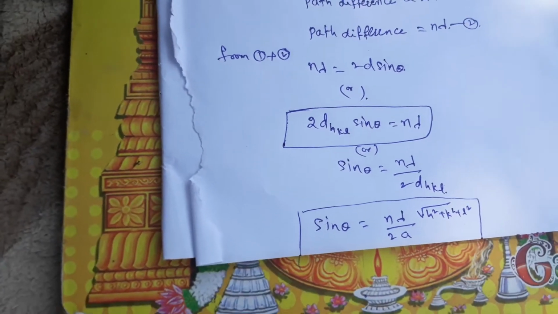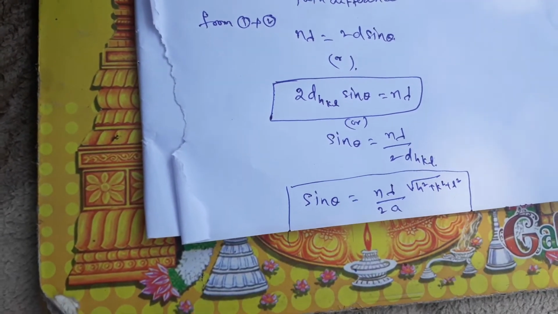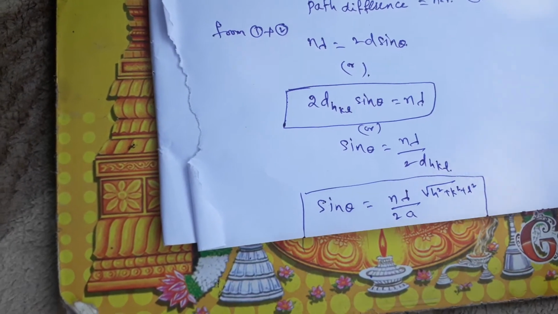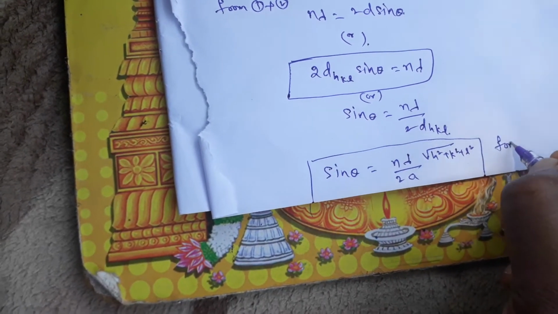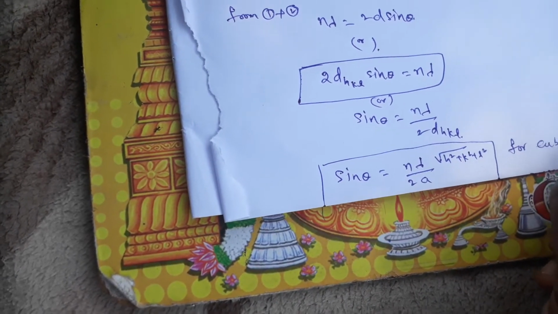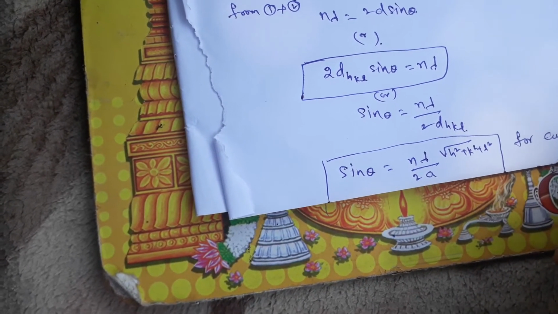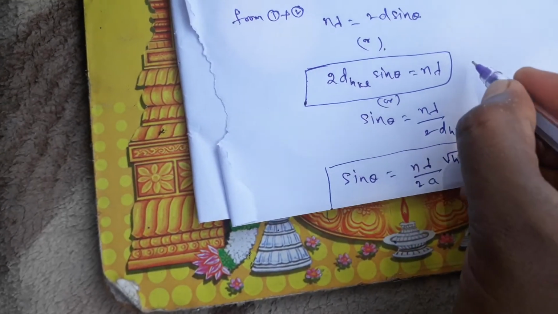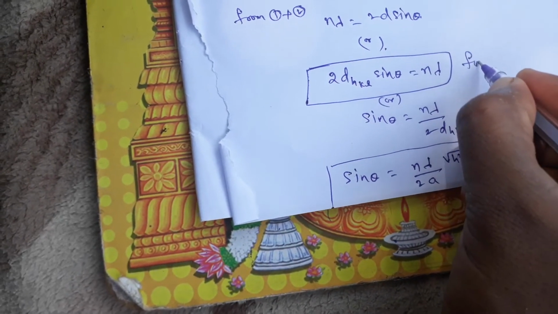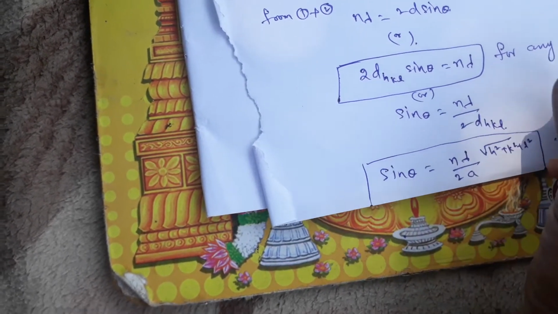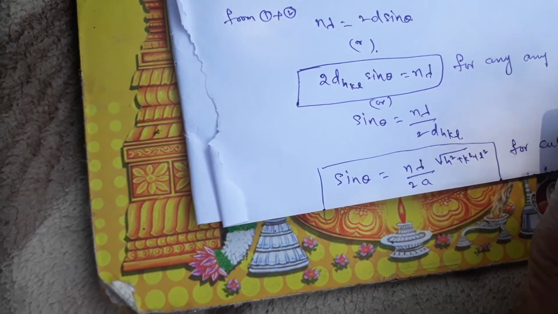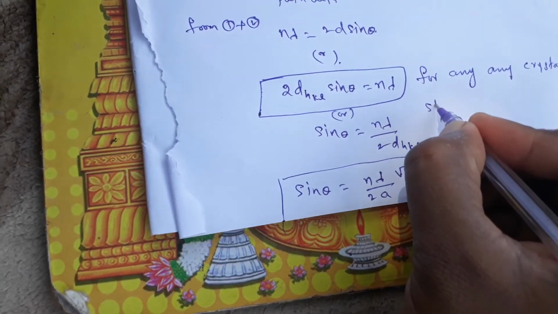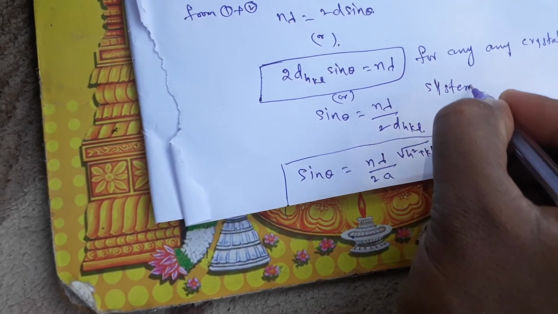So if the HKL planes are given, this is for a cubic lattice, and the general equation is for any crystal system.